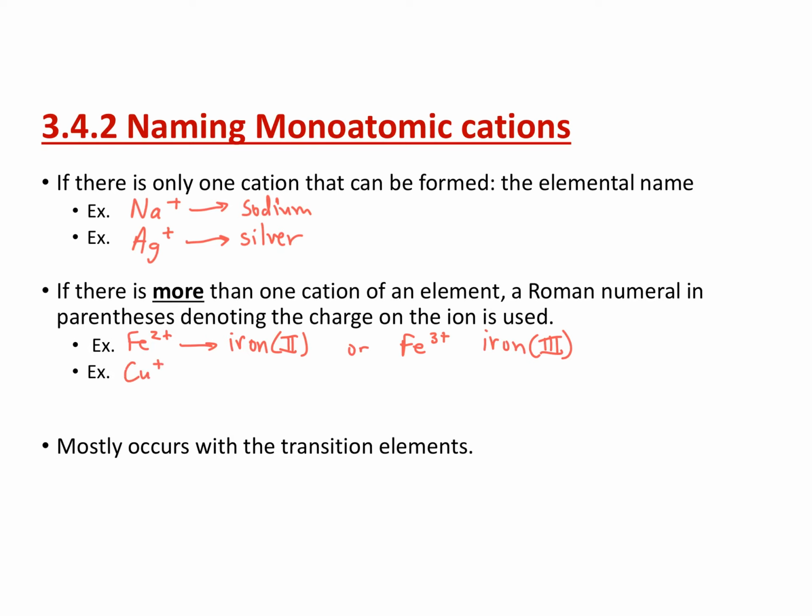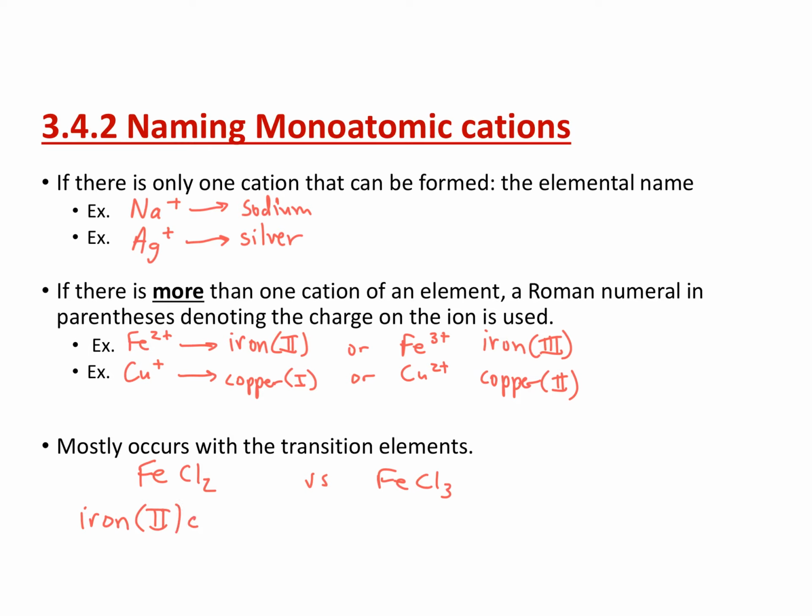The same thing applies for copper. If I had copper 1, I would just write in the name, copper 1. Or copper 2, I would say copper, Roman numeral 2 in that name. And that helps us clear up FeCl2 versus FeCl3. To name it, FeCl2 is iron 2 chloride, versus FeCl3, which is iron 3 chloride.